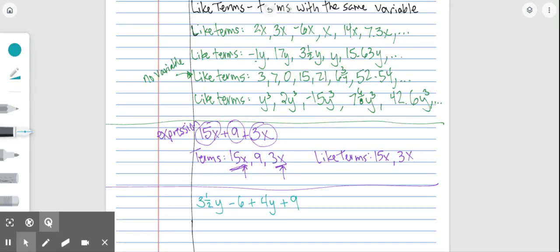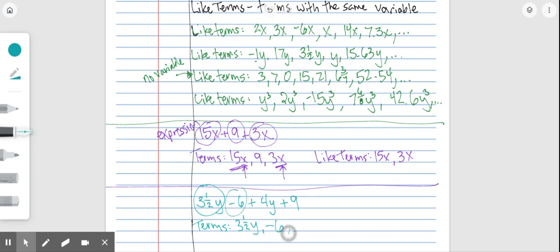Okay, so this one I've got 3.5y minus 6 plus 4y plus 9. So again, if I'm writing down the terms, I start with 3.5y. 3.5y is one of my terms. A second term is this negative 6. So again, remember when you've got subtraction, you include the subtraction sign. 4y is a third term, and 9 is my final term.